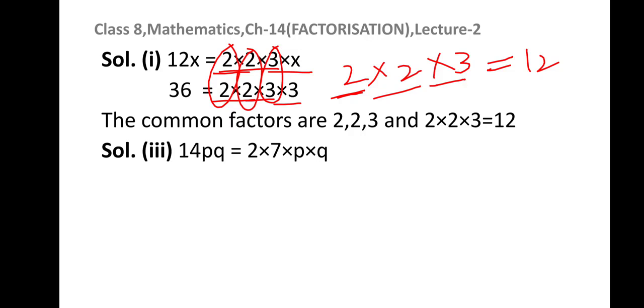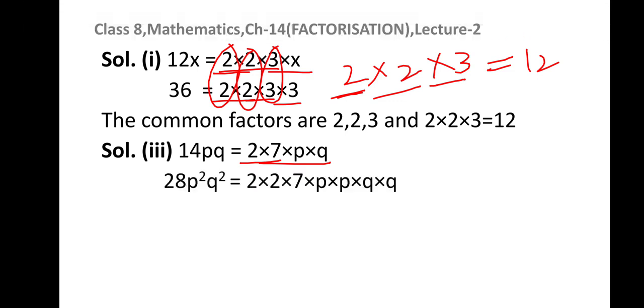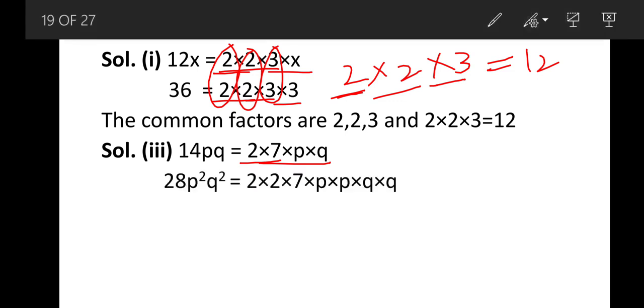It is 14pq. So 14pq can be written as 2 into 7 into p into q. 28p square q square can be written as 2 into 2 into 7.